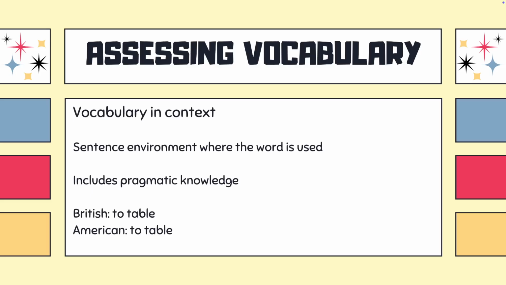We also have vocabulary in context, right? So actually the environment where the word is used is very important, and that can include pragmatic knowledge. So if you are talking about British English to table or American English to table, the meanings are the opposite. In America, to table something means, if we're going to table our discussion, it means we're going to stop it for a little bit and we are going to talk about it later. But in British English, it means the opposite. It means we are going to start talking about the topic now. I hope I got that right.